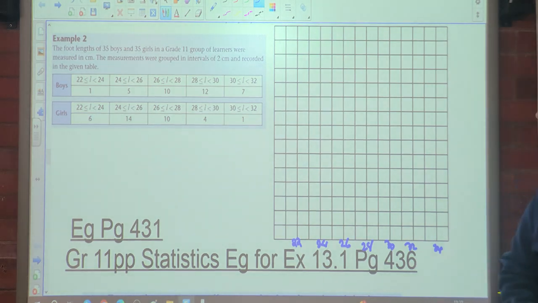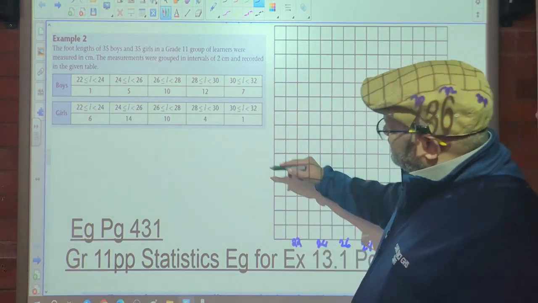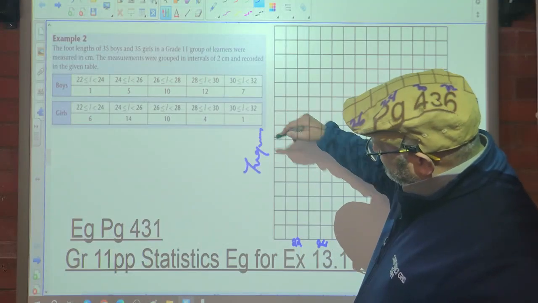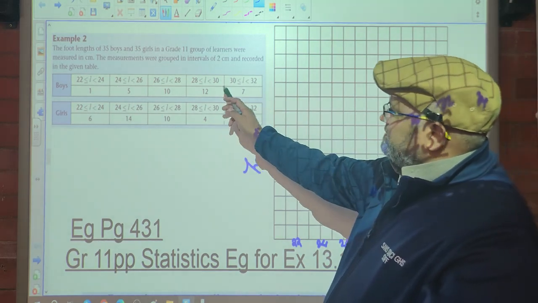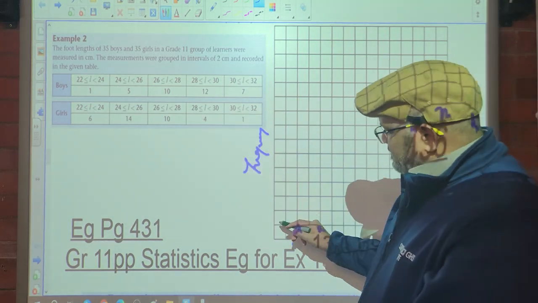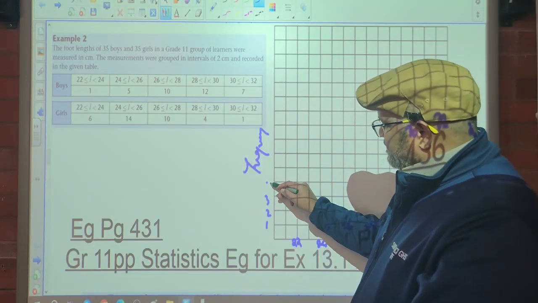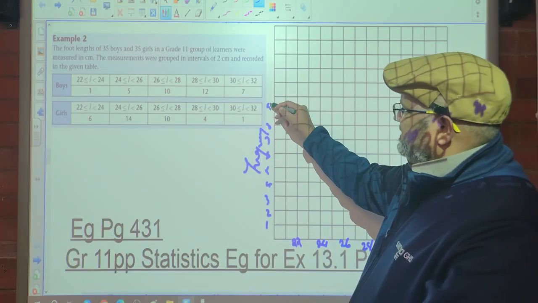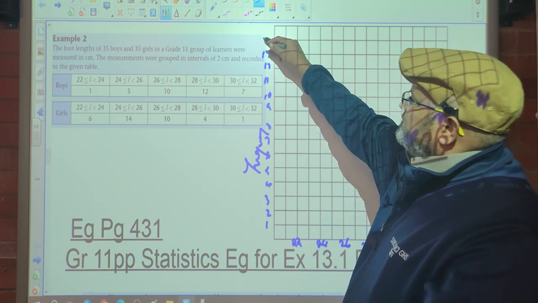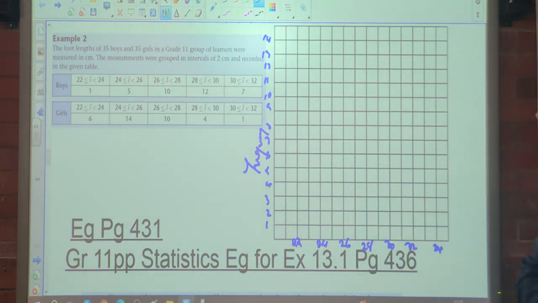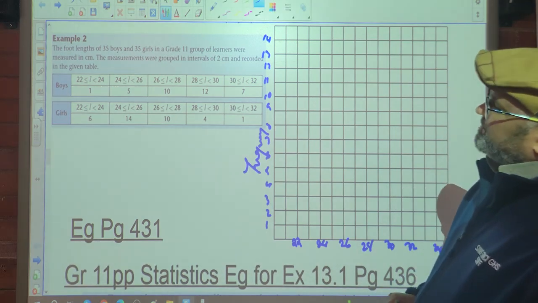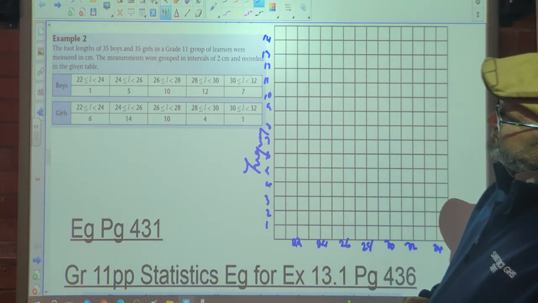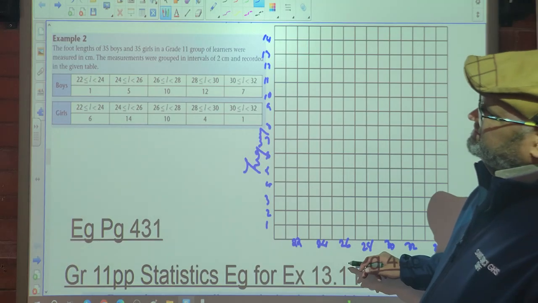Now, let's go to the first one. So you've got your frequency here. The highest number is 14. So I'm going to count 1, 2, 3, 4, 5, 6, 7, 8, 9, 10, 12, 13, 14. We always try and make it as big as possible, so it gives you the best reading. You will be able to draw a conclusion better like that.